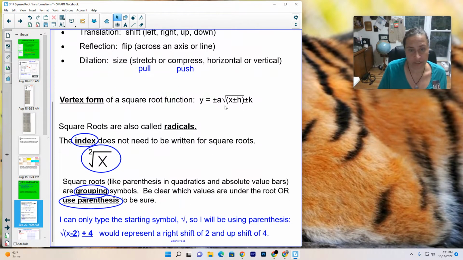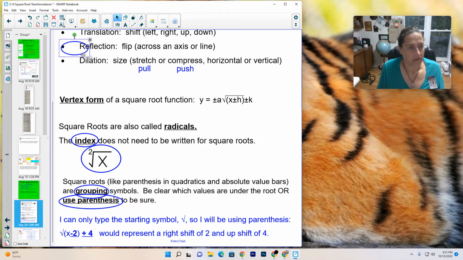We've talked about the vertex form. This one changes the grouping symbol. Our first grouping symbol was absolute values. The second one was parentheses with the square. And the third one is now square roots. Square roots are also called radicals. Oh, I don't think I put that in there either. So I think you have to write the word radicals in.